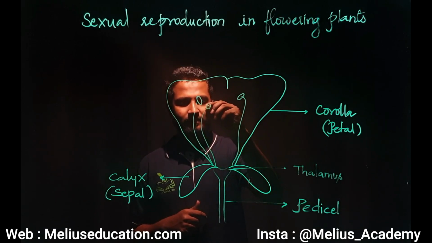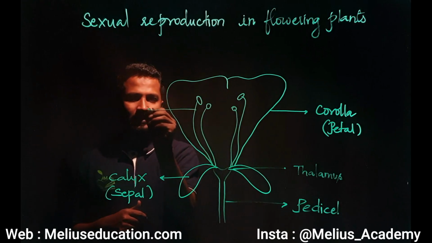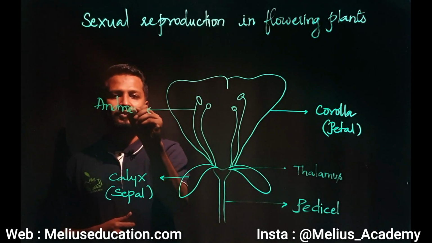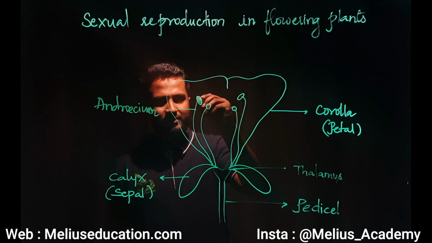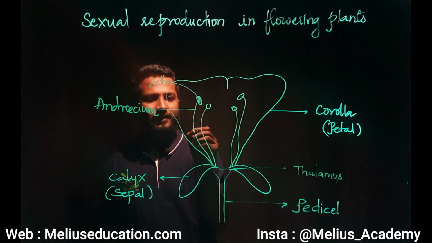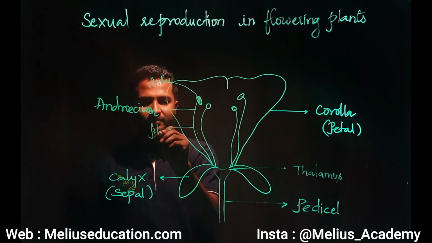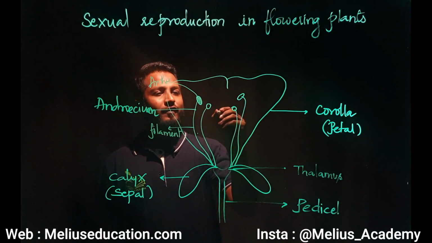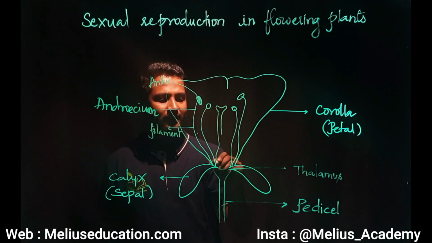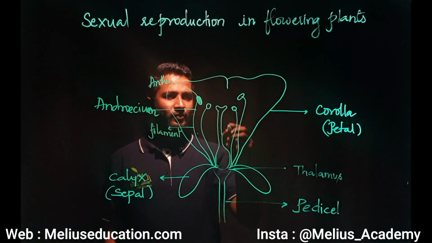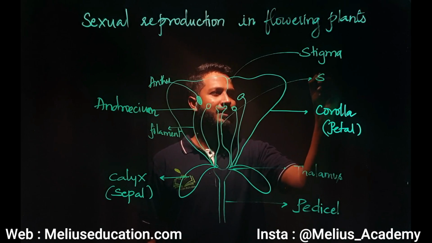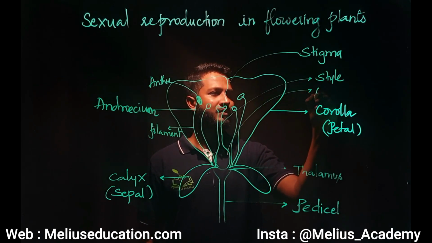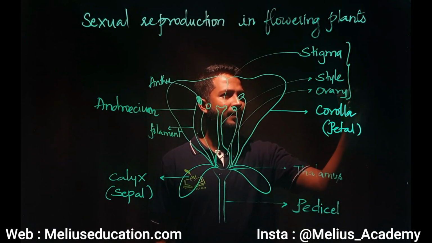And then we have the next whorl, starting from here, which we call the androecium. This is the male reproductive part. Androecium. I'll write it here. This androecium has two parts. The upper part, this particular region, is known as the anther, and the stalk of this is known as the filament. Then we have the female part at the center with stigma, style, and a swollen base known as the ovary. So you can name it stigma. This region is known as the style, and the swollen base is known as the ovary.